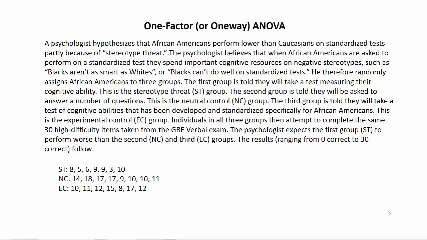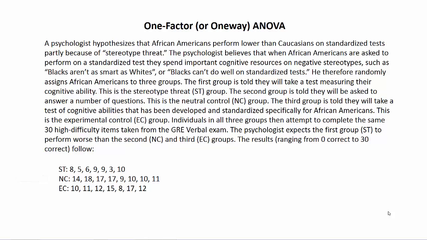This is from last week's lab. I'm not going to take time to read over this again. You can pause the video and read it if you'd like. But recall we have three groups in this design. We have a stereotype threat group and a neutral control group, and then finally an experimental control group. The data are presented here at the bottom, so you can see the ST, NC, and EC groups respectively.